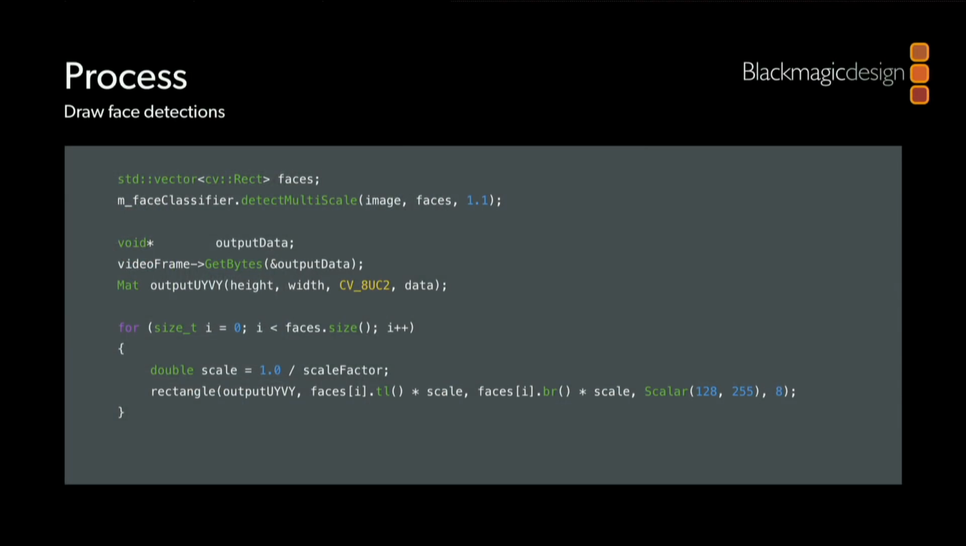After running detectMultiScale, I'm going to compose my output frame. I get an empty output UYVY frame, and then I initialize it with my input data from earlier. The result of the face detection is a vector of rectangles, which I've called faces. I loop through all those faces and draw them on the output frame. OpenCV provides a function called rectangle, which is very convenient for drawing these things. One thing to remember here is that because the detections were done on this scaled down image, I need to scale those rectangle coordinates back up to the original 4K frame before I can draw them on the output.